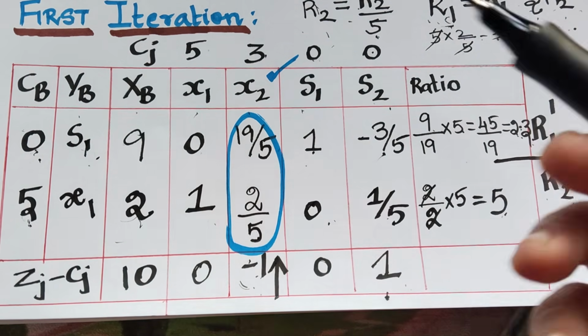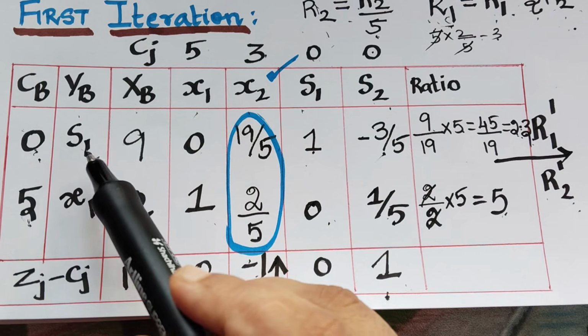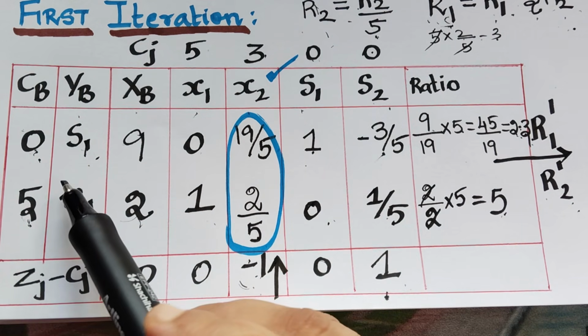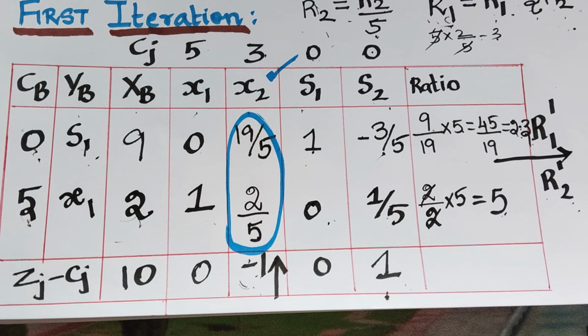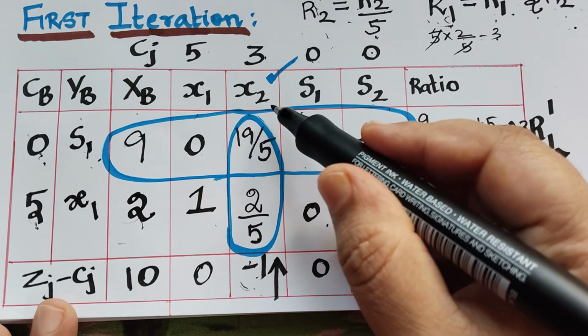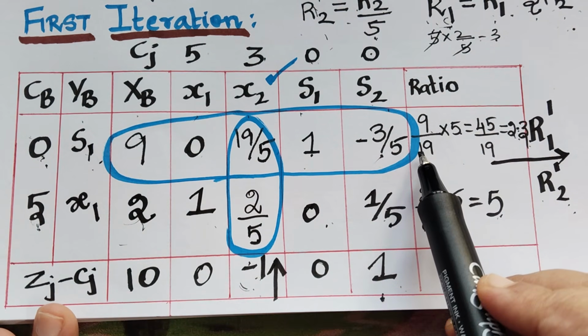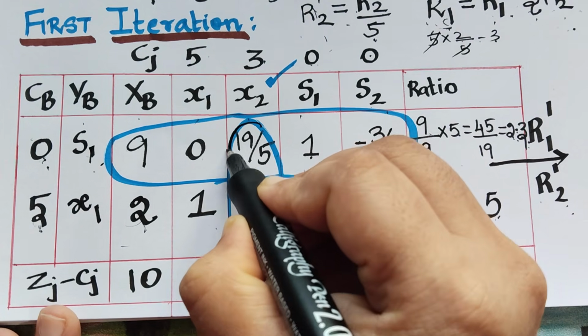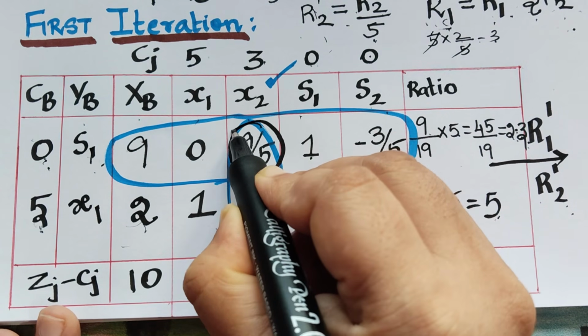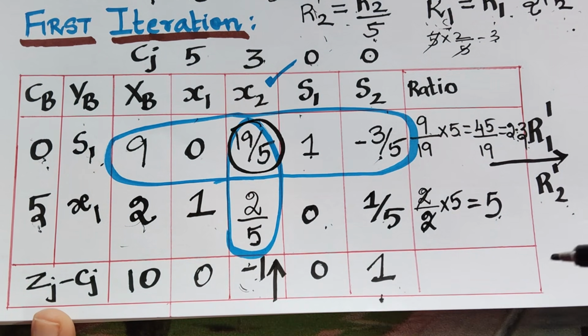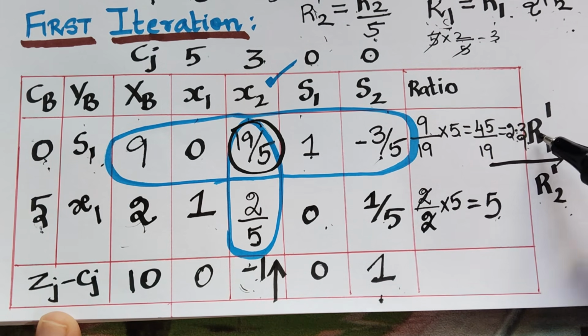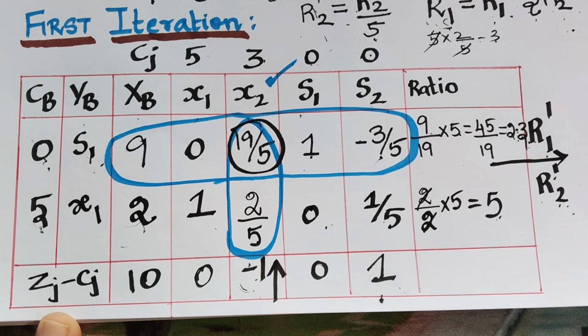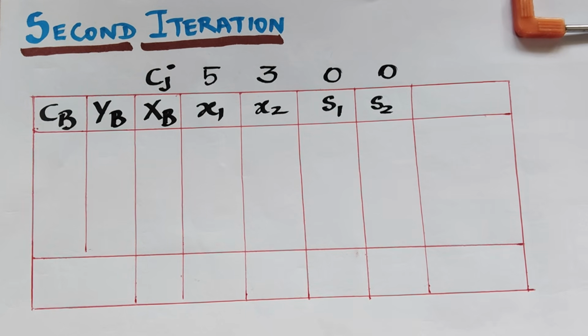So in the next iteration, S1 has to be replaced by X2 as we did in this table. So this is the pivotal column. This is the pivotal row. And 19 by 5 is the pivotal element. Having this, we have to perform the row operations and find the second iteration. That is, perform the second iteration. And remember, this row has been represented as R1 dash and this is R2 dash. Now I have formed the new table of the second iteration.